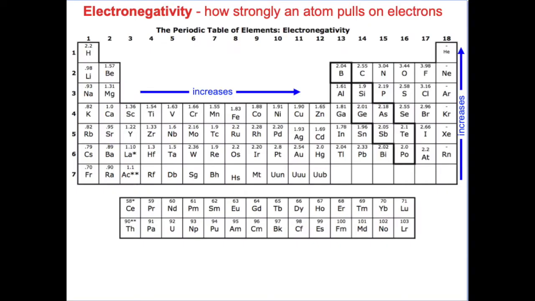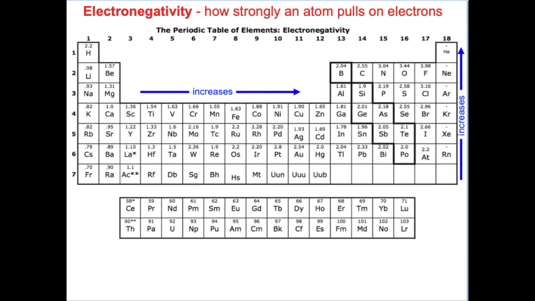We can see from this periodic table that as you go across a period, the electronegativity tends to increase. Not every element follows that pattern, but for the most part they do. As you go up a group, the electronegativity also increases. So the highest number is fluorine, 3.98, and the lowest number is francium, 0.7.